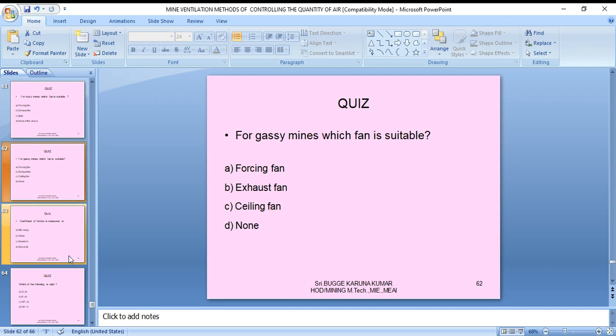For a gassy mine, which fan is suitable? For gas, dilution is required. So more dilution with forcing is required. Otherwise effective utilization is not happening. So it is better to use a forcing fan.